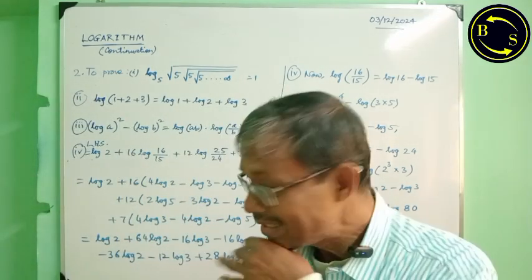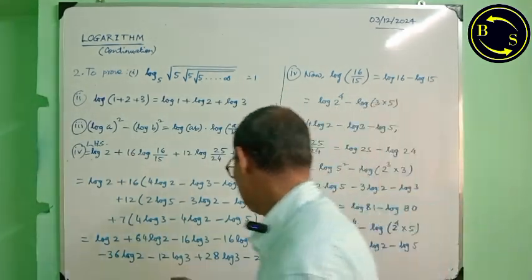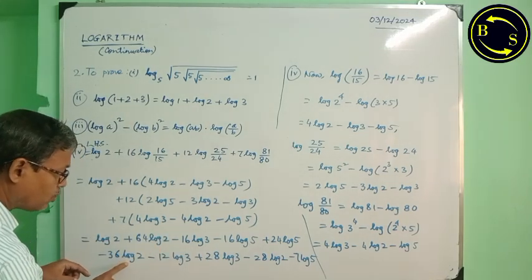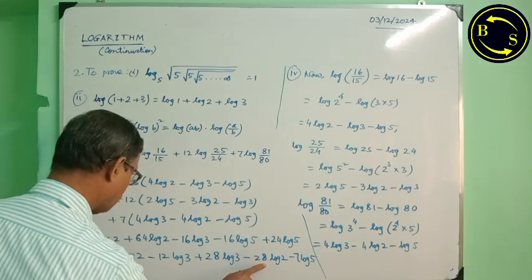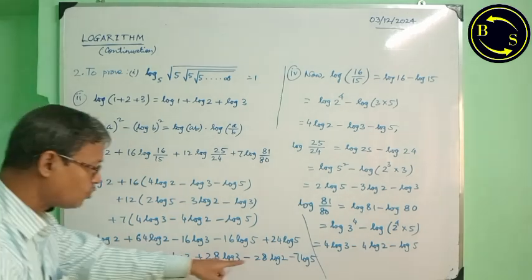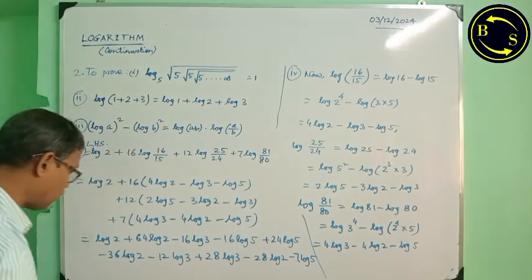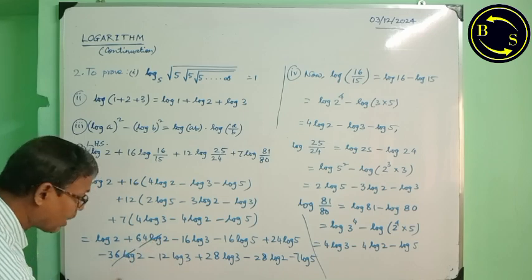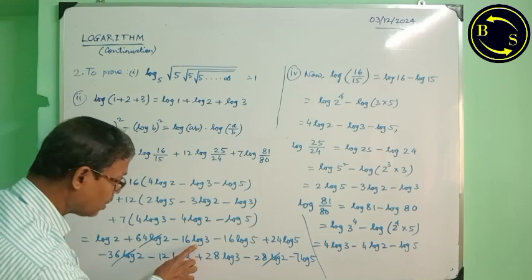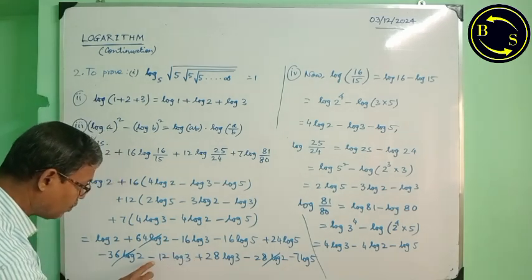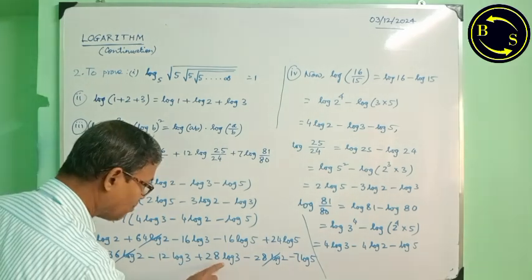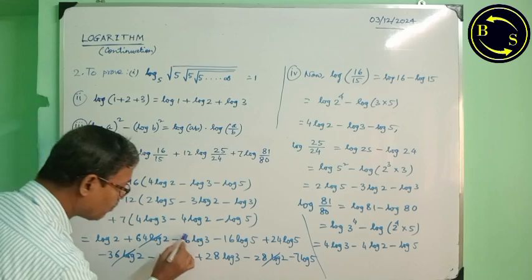Now we see 64 log 2. First we consider log 2. Here is log 2 and here is log 2. 36 minus 28 minus 36 minus 28, that means minus 64. Therefore, these are cancelled. Then we consider log 3 term. 16 log 3 minus 12 log 3, that means minus 28 log 3, then plus 28 log 3. Therefore, these are cancelled.